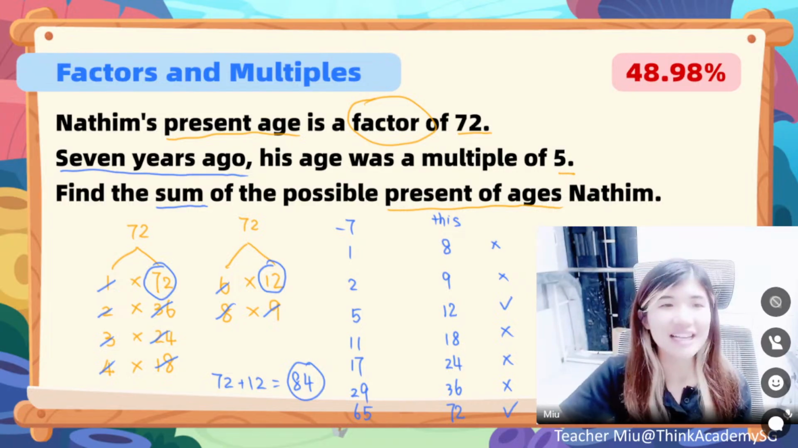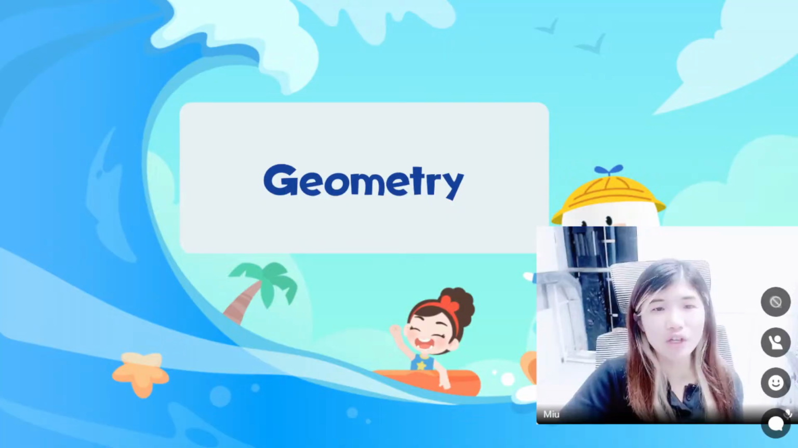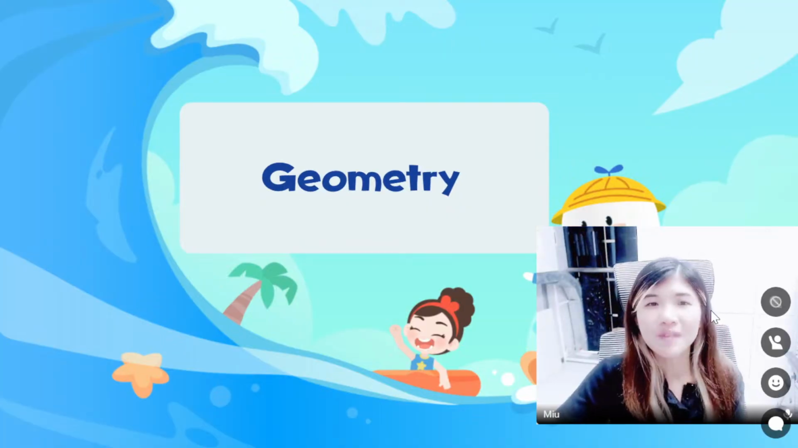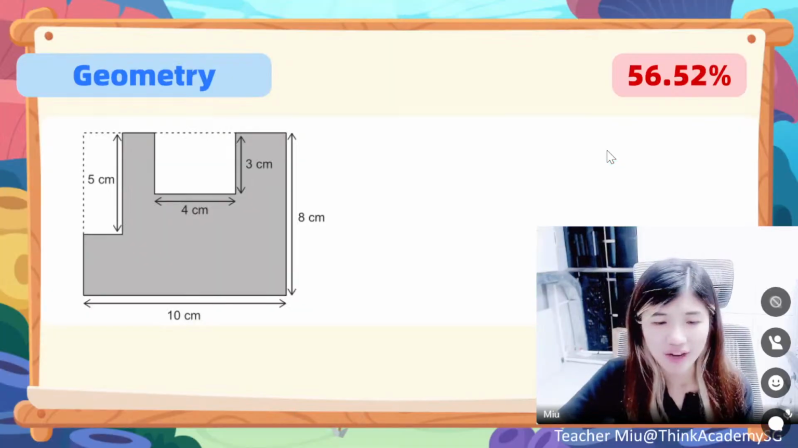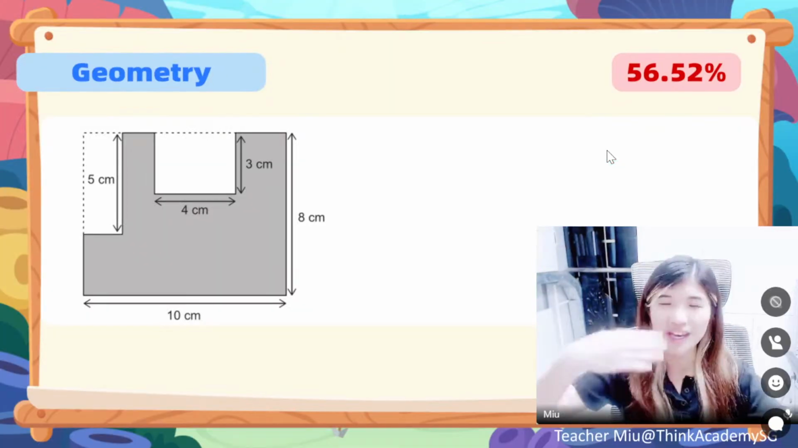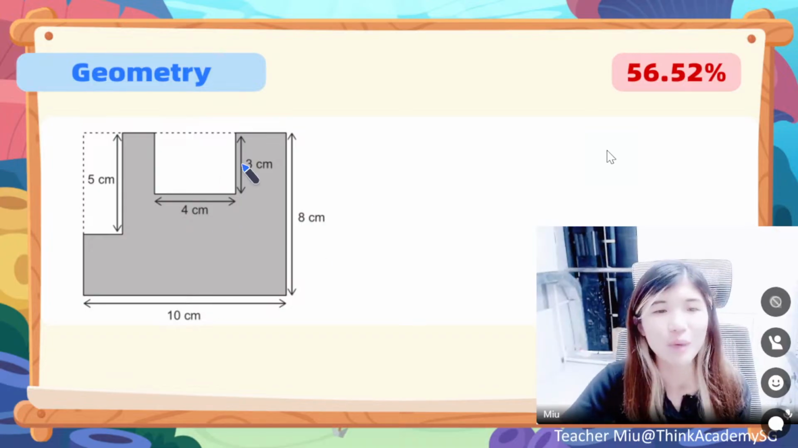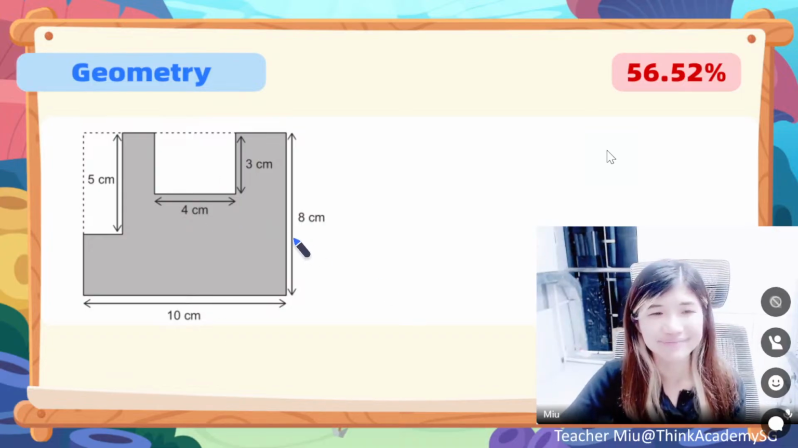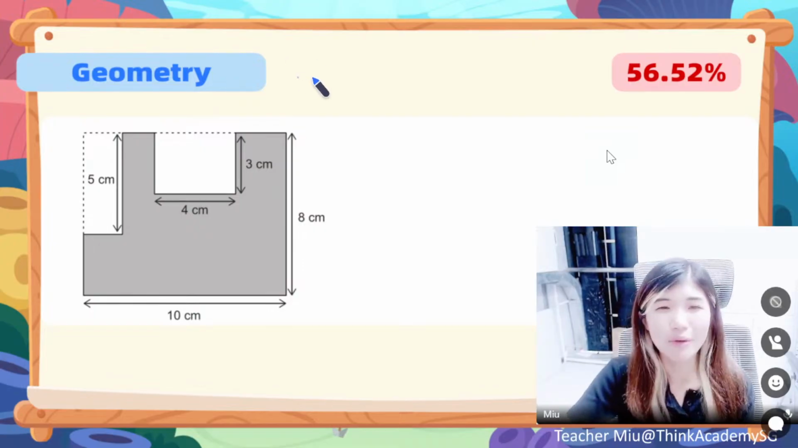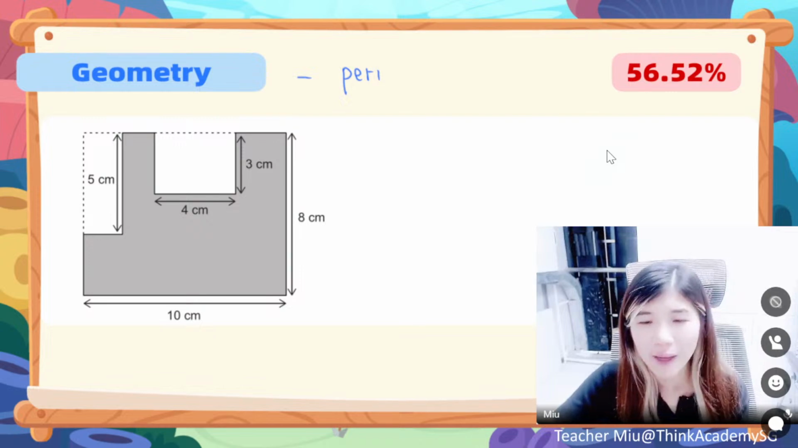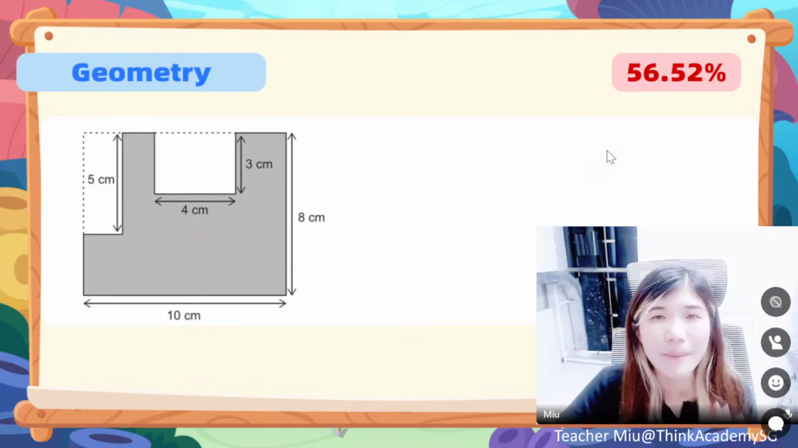And let's continue. After number theory, we also talk about geometry by teacher Apple. We talk about perimeter and area, and especially for the challenge, we combine the two. All right. For this one, we are looking for the perimeter. Do you remember, for the perimeter of an irregular shape, how do we do it?